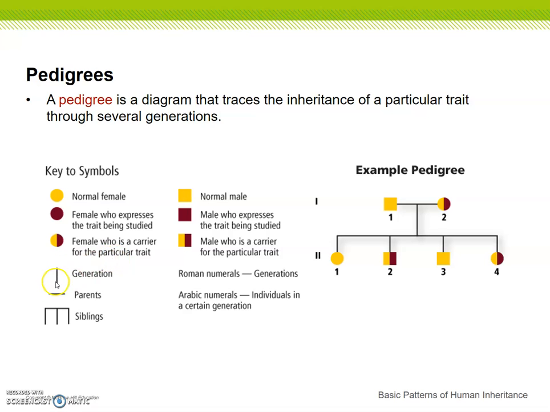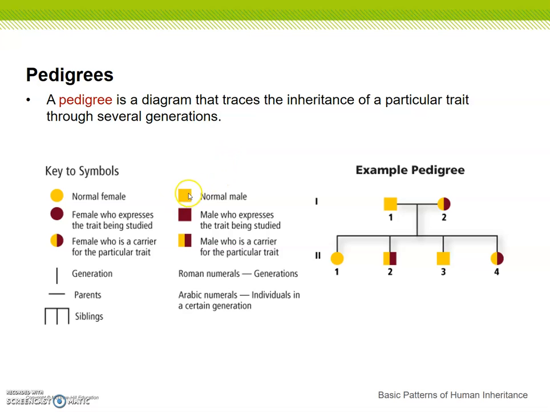When you see a vertical line, that represents you're moving on to another generation. And just like these here, when you see horizontal lines between two individuals, that means they are parents together. And then when you see the lines that kind of go together like this, those are all siblings together.